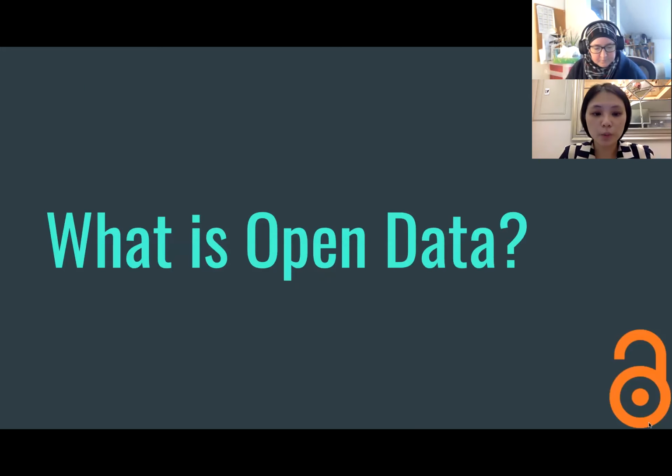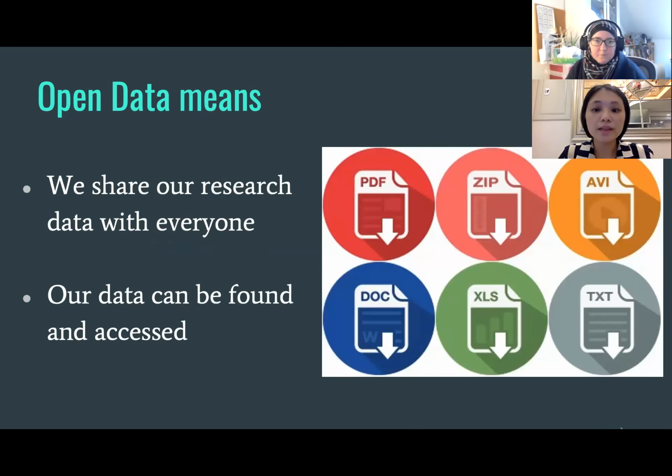So what is open data? Open data means we share our research data with everyone. The data can be in any format, like a Word document, Excel file, or a text file, that are analyzed in your research. The most important thing here is the data you share must be openly available. That means everyone can find and access it easily and freely.